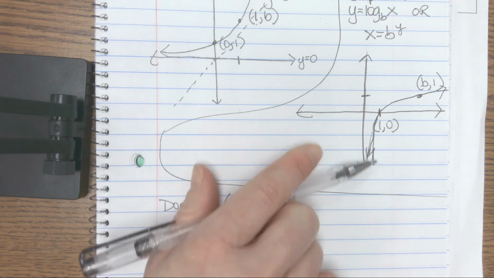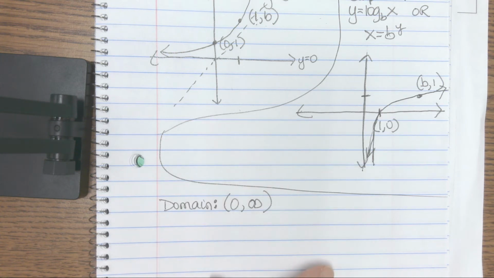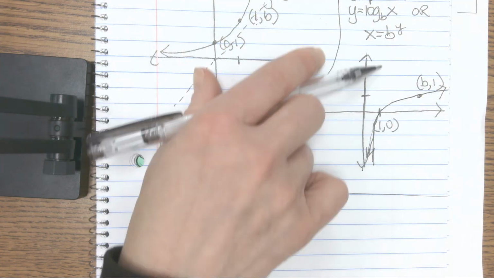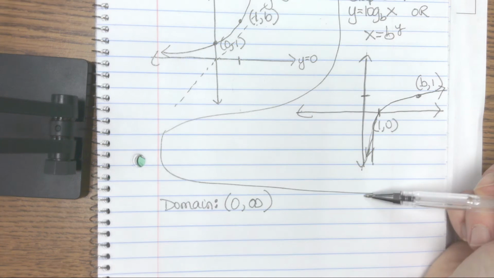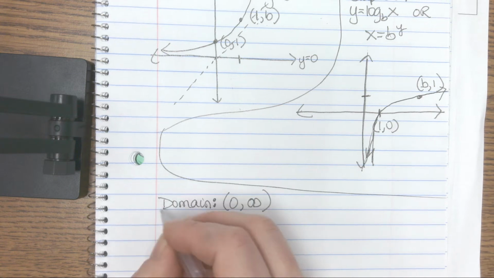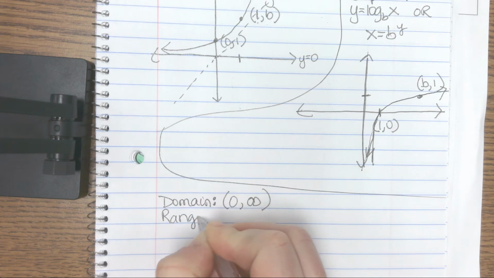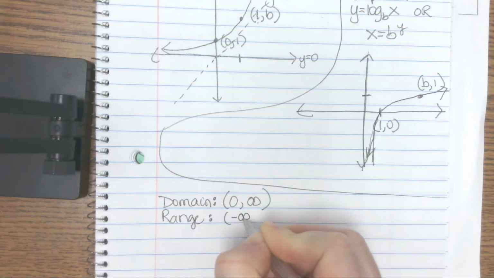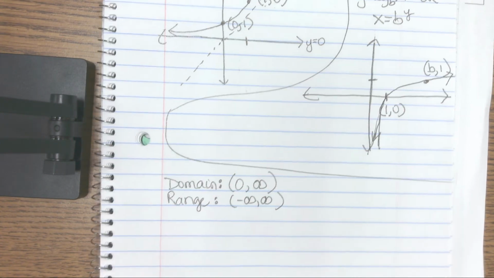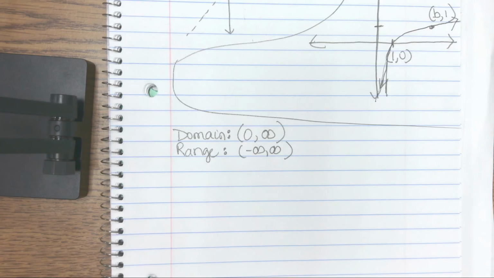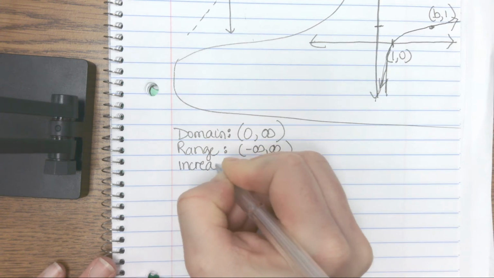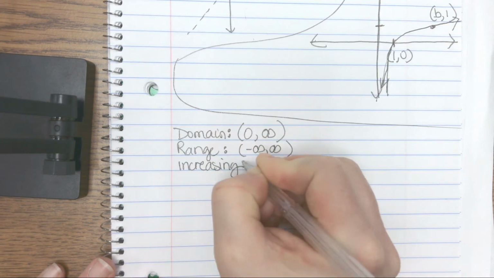Does it look like there's any restrictions on the range? It looks like this goes down forever. This is going to increase forever, albeit slowly, but it is going to increase forever. So the range on logarithm functions is negative infinity to infinity. Just like an exponential function, this is an increasing function. It's increasing on its entire domain. So I would say it's increasing from 0 to infinity.